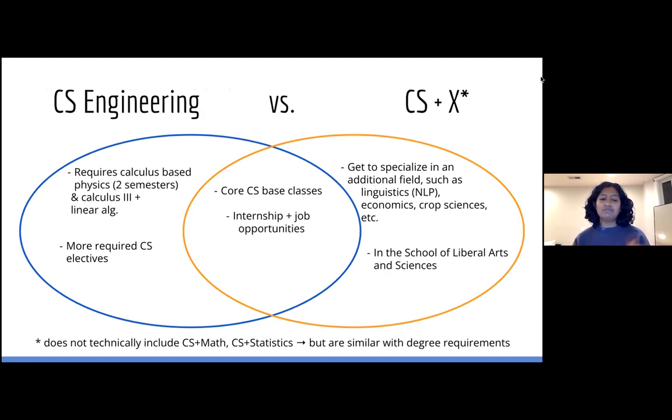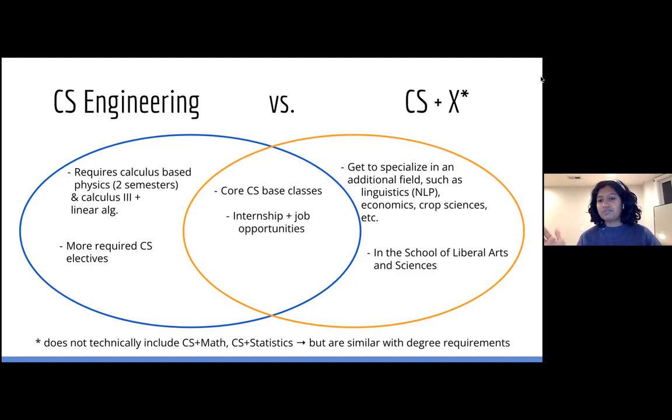You'll take 2 semesters of that unless you test out of it with AP Physics C. And then you'll also have to take Calc 3 and linear algebra. And CS engineering has more required CS electives. So you'll have to take 6 tech electives in computer science for CS engineering.